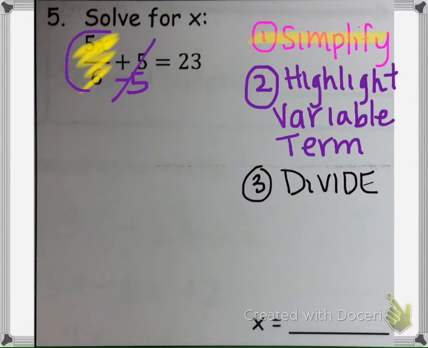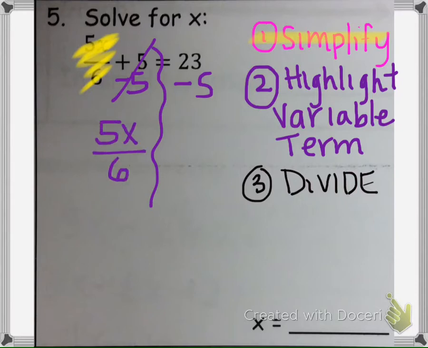Because again, our goal is to get this by itself. So whatever we do to the left side of the equal sign here, we have to do the same thing here on both sides. Okay, then done with that step.